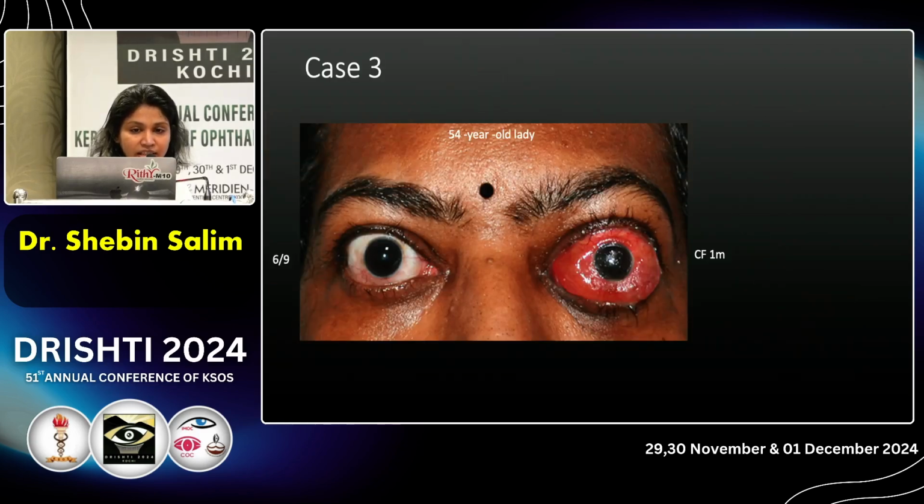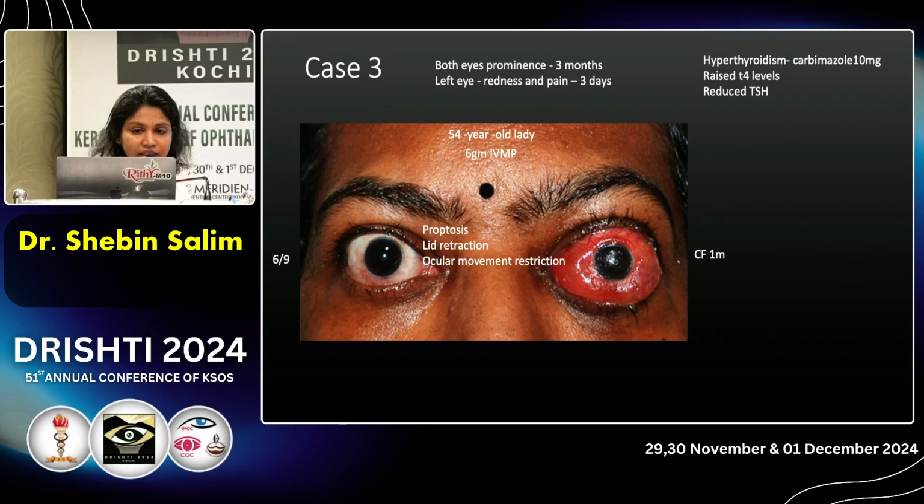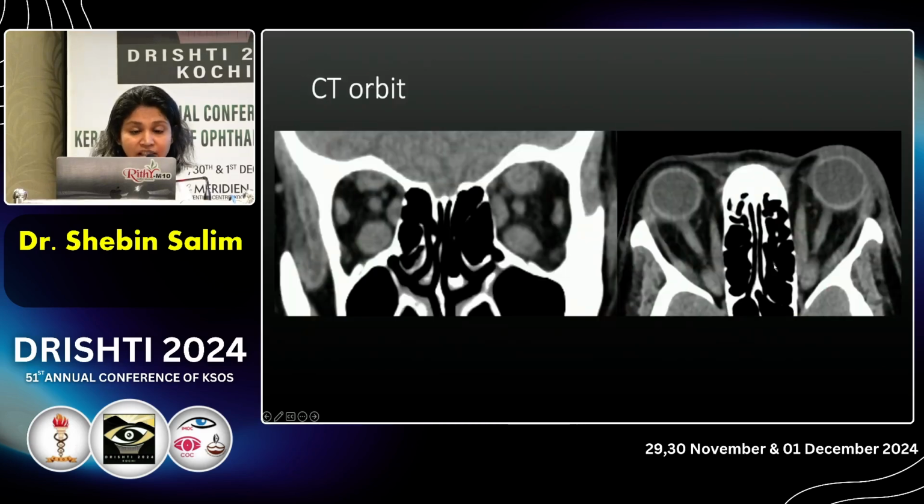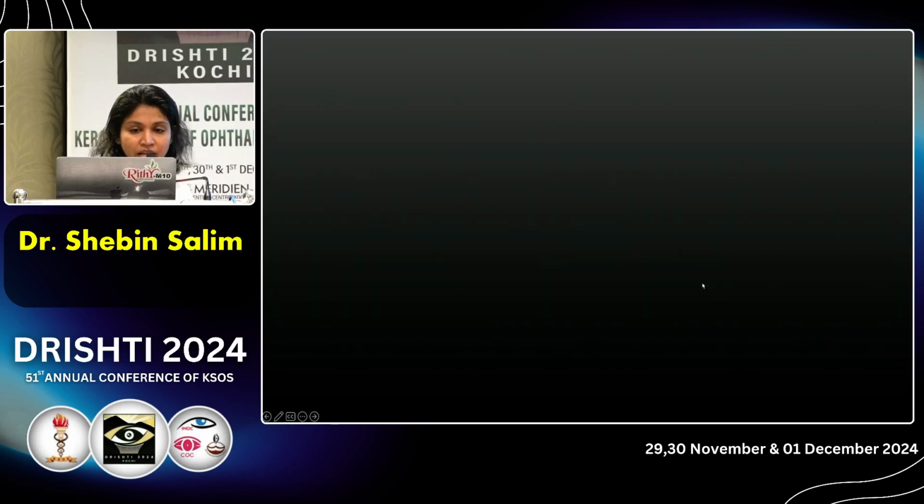The third case, 54-year-old lady who had an active TED in the left eye with a clinical activity score of 6 out of 7, and she had severe exposure keratopathy in the left eye and a stromal infiltrate. Here we can see that, and hypopyon. This is the CT imaging showing bilateral enlarged extraocular muscles with apical crowding. In this case, again, the initial corneal scraping was negative.